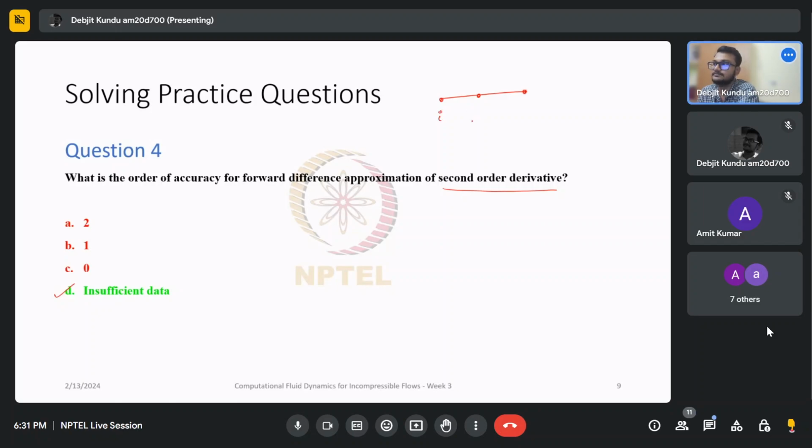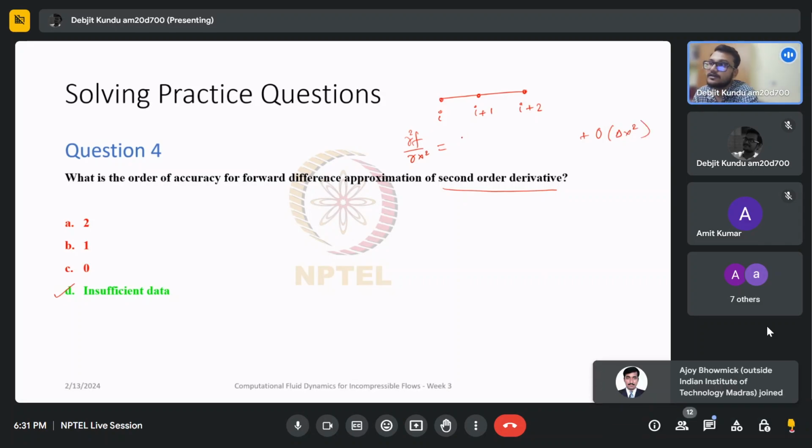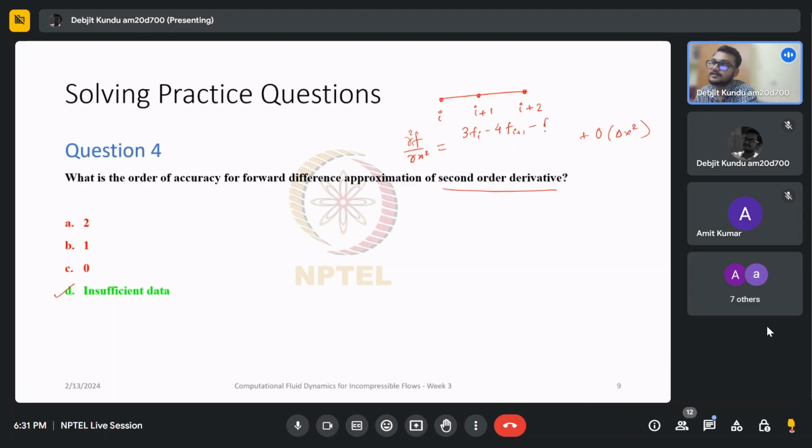If I use 3 points, say i, i plus 1 and i plus 2, then indeed the second order derivative that I compute will be second order accurate. So in that case, the truncation error would be delta x squared. And if I remember this correctly, this should be 3 f_i minus 4 f_{i+1} plus f_{i+2}, divided by delta x squared.